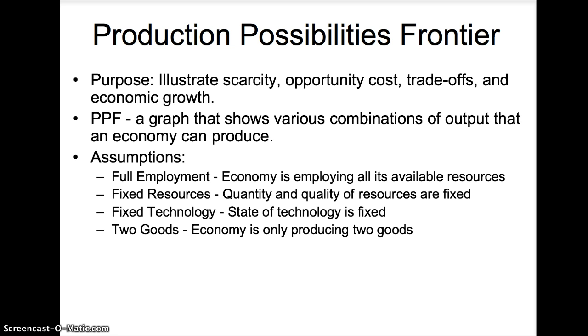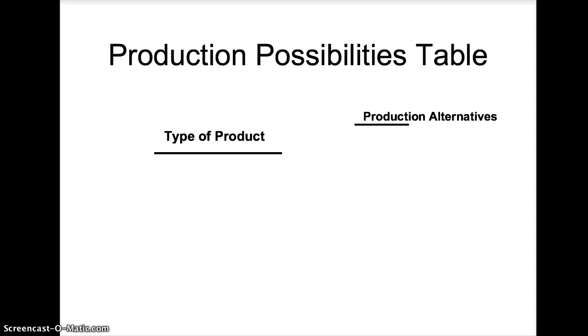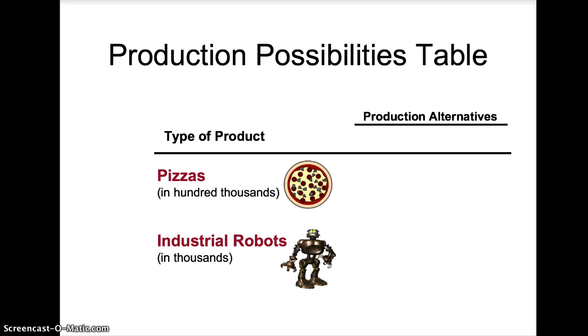Lastly, we assume the economy is only producing two goods. I'm going to work through an example using robots and pizza. This example is different than your textbook. Let's start with a table of data. Here we can see the production alternatives in producing pizza and robots. I'm going to use simple numbers like 1, 2, and 3.